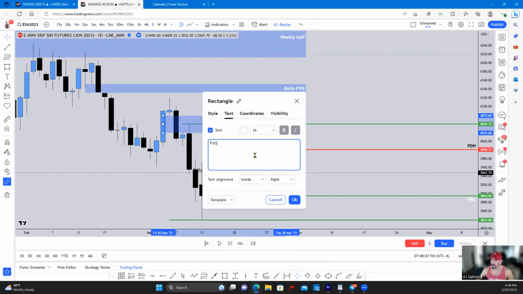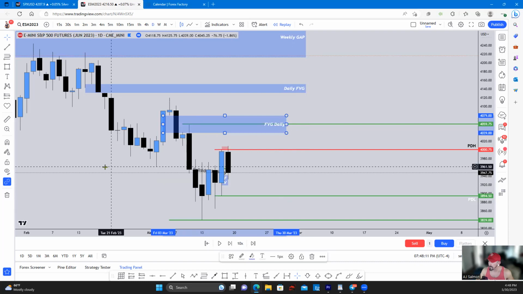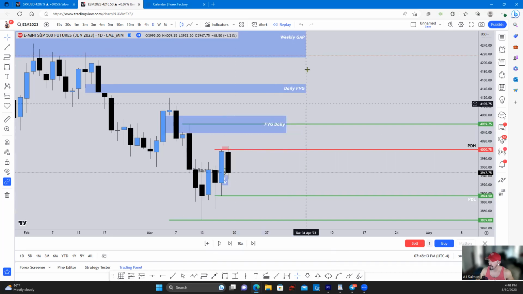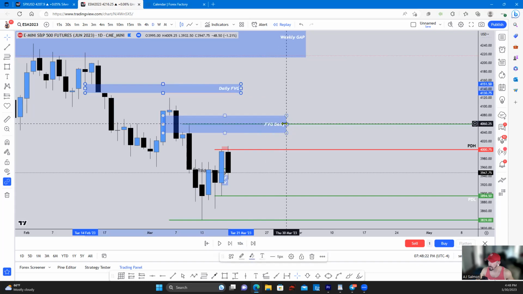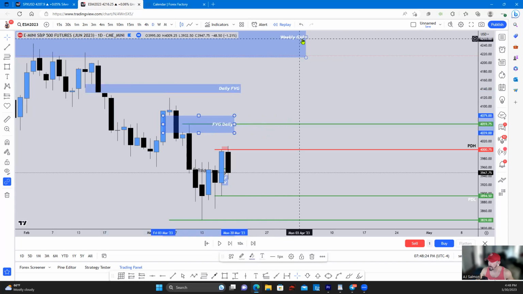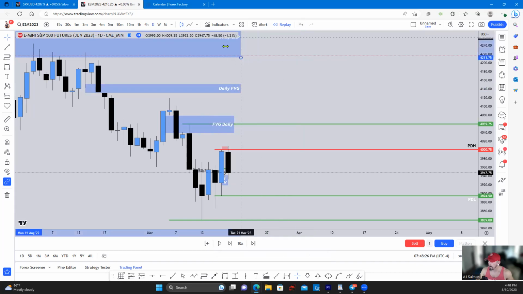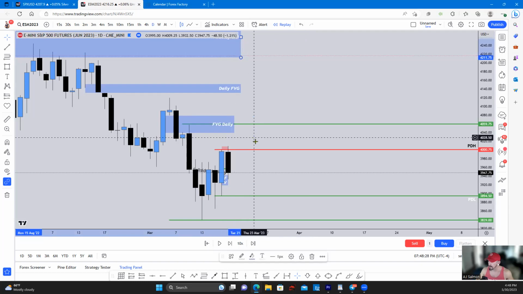So what you want to do also is make sure that you note everything on its respective time frame so that you know where you're at when it comes to price. Because then you can just pair it with time. And those are our two most important elements, time and price, right?